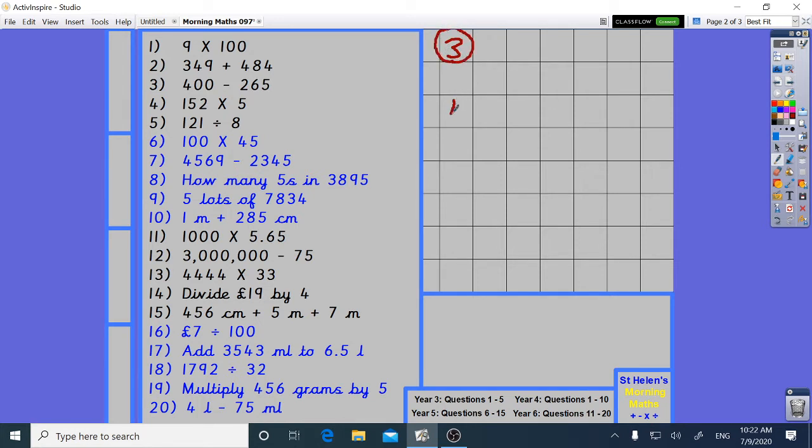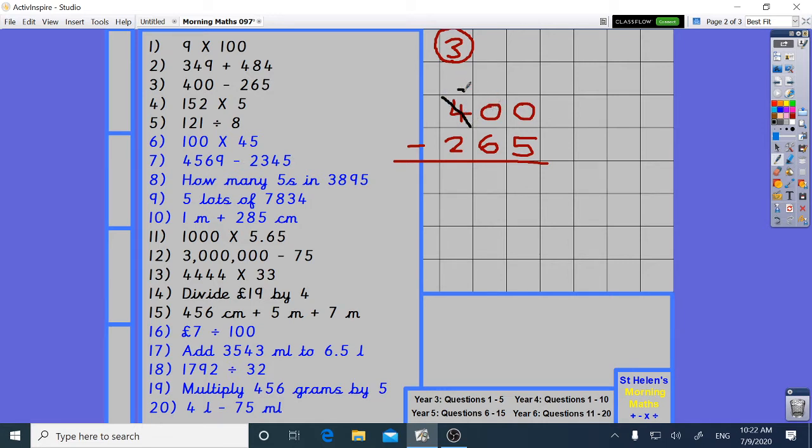400 minus 265. This is quite a tricky one because there's zeros on the top line. I think that's the hardest version you'll really get. Because 0 take away 5, we can't do. If you have no sweets, you can't take away 5. We have to get some help. 0 would try and get some help from here. There's none available, so we have to go right over here.